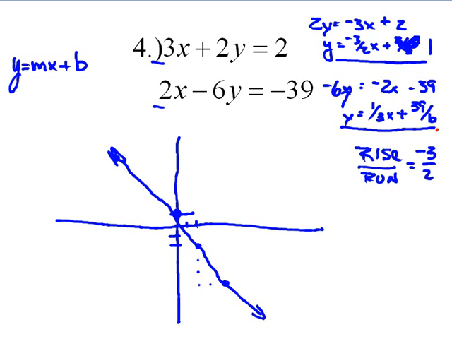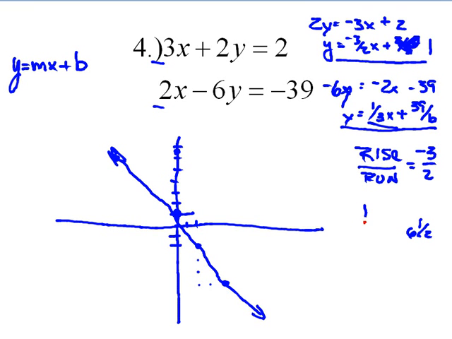Now we've got 1/3 x plus 39/6. Well, let's see. 39/6 is 6 1/2. Okay, that's a little harder to find, but let's see, 1, 2, 3, 4, 5, 6, and 7. And we're right about here. That's our y-intercept. Now let's look at our slope.